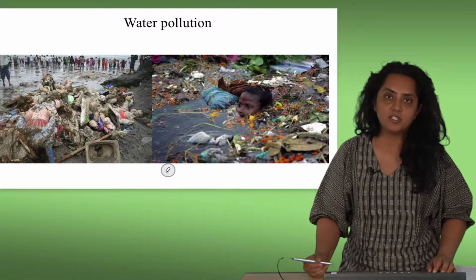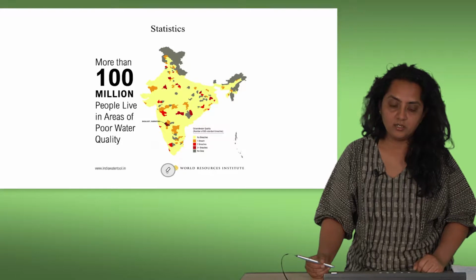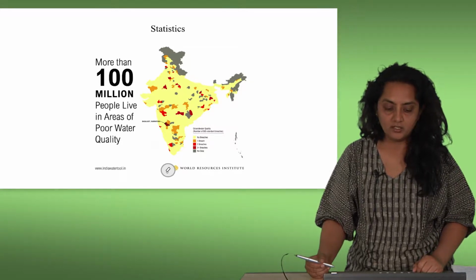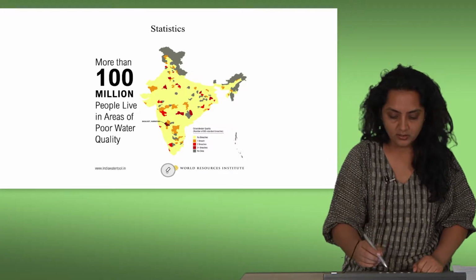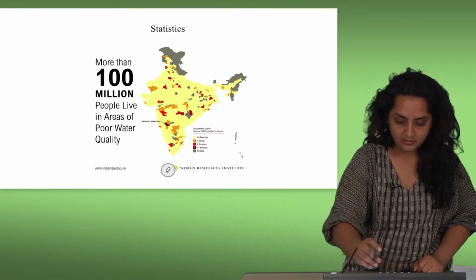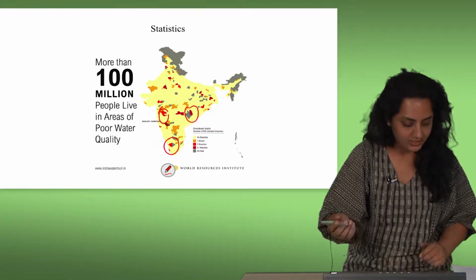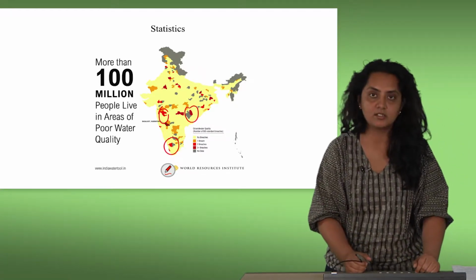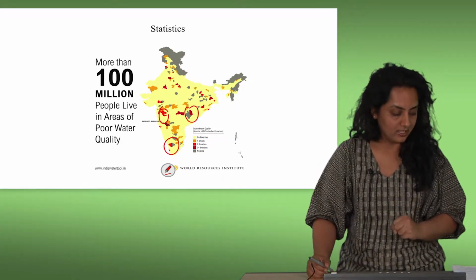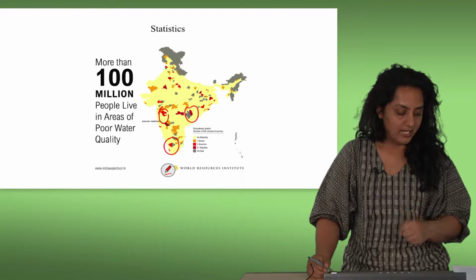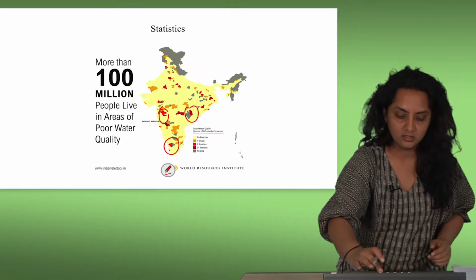The next topic that we would start is water pollution. According to the statistics, more than 100 million people live in areas of poor water quality. You can see the areas here in red. These areas have water quality worse than the set standards. The ones in red have maximum water pollution, and the water quality is really poor in these areas.